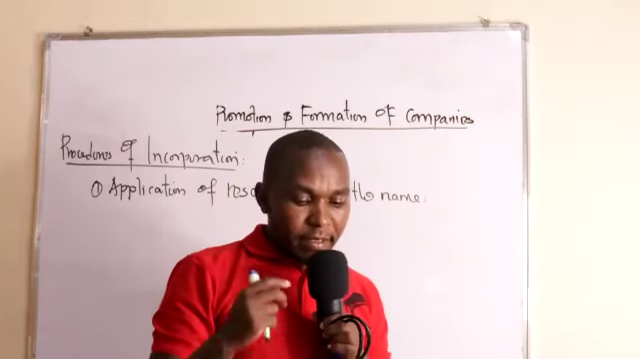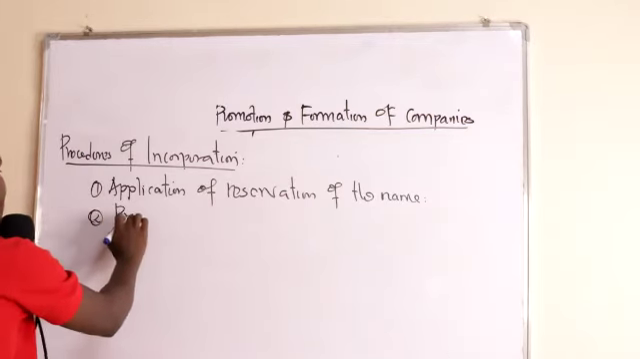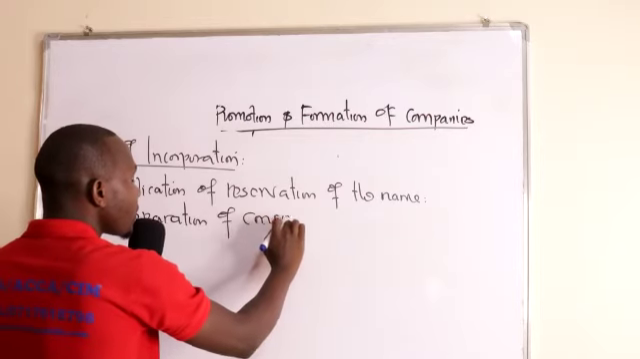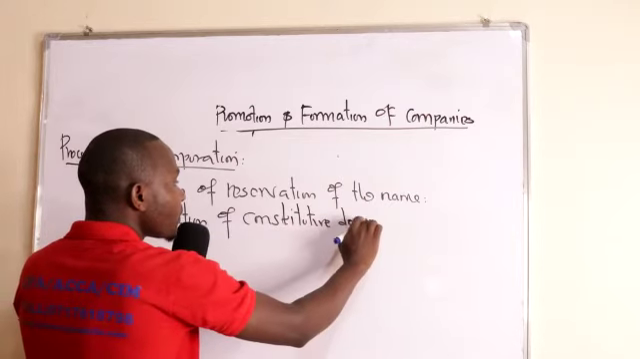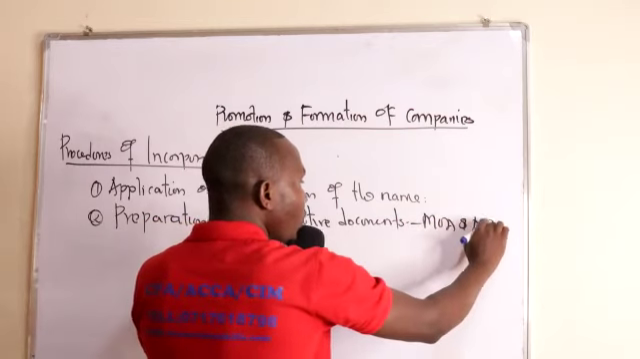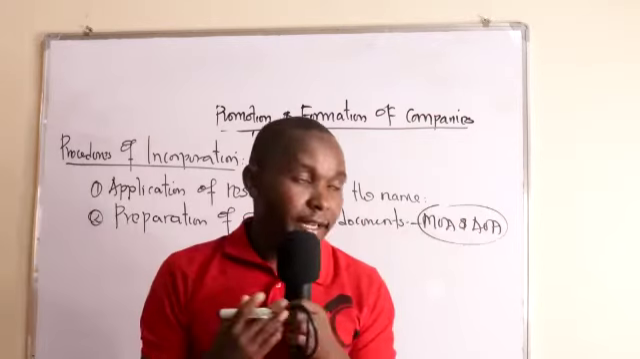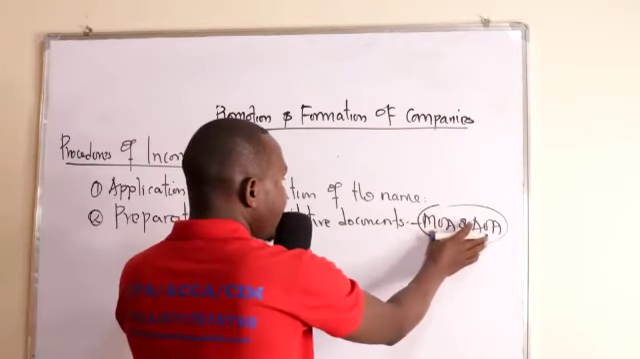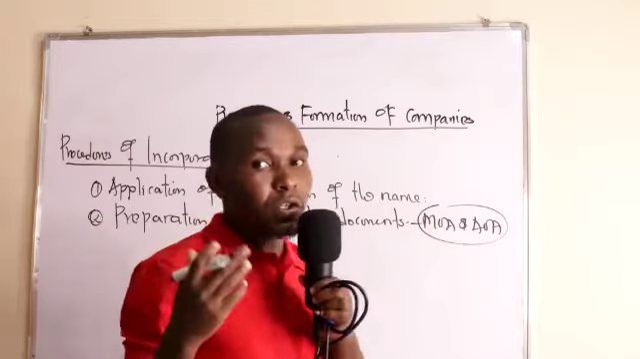So after getting the name, then you have to do preparation of constitutive documents. The second step is preparation of constitutive documents. Basically the documents we are talking about here are the MOA and AOA. You can reach the lawyer or the certified secretary to prepare this document for you, because these are the governance rules of the company, or the constitution. Remember, the constitution is a document which contains a set of rules and regulations.